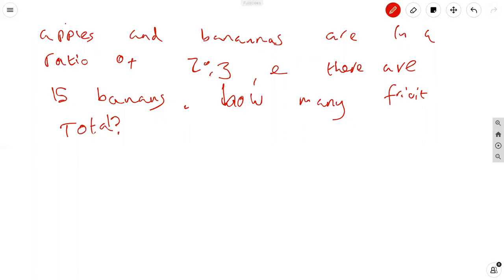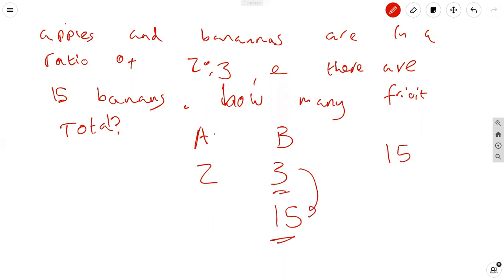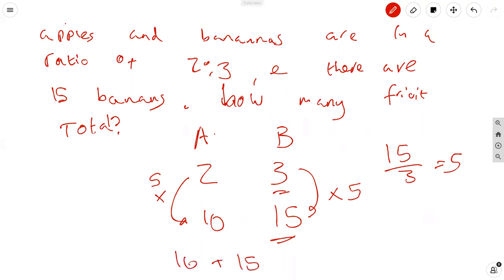So let's write apples and bananas. 2 to 3. And let's say there's 15 bananas. You always do the second ratio divided by the first. So 15 divided by 3, which is 5. So you times this side by 5. And you times that side by 5. So 2 times 5, 10. Okay? How many in total? 10 apples plus 15 bananas is 25 food. Okay? Does everyone get that so far?